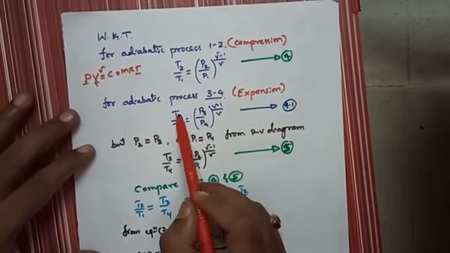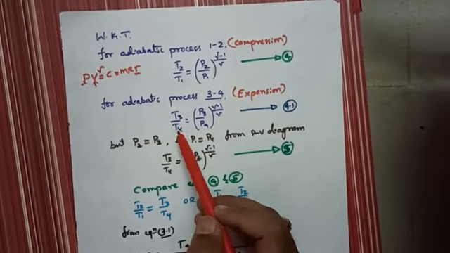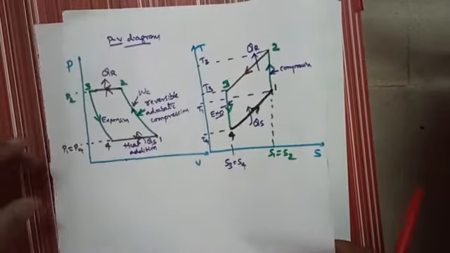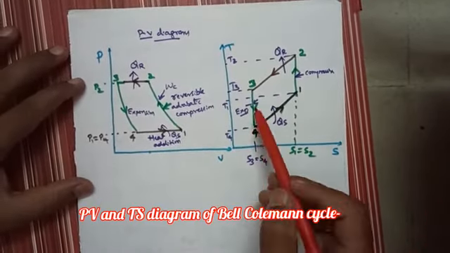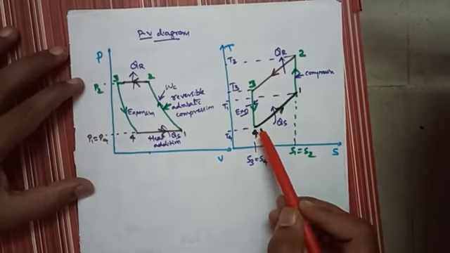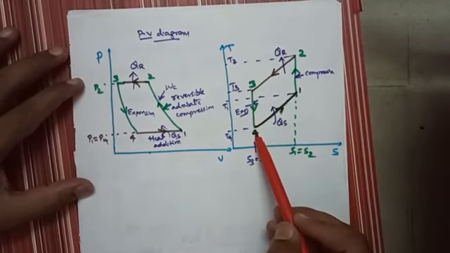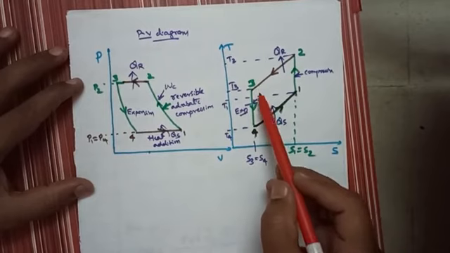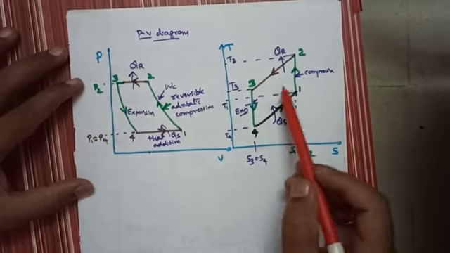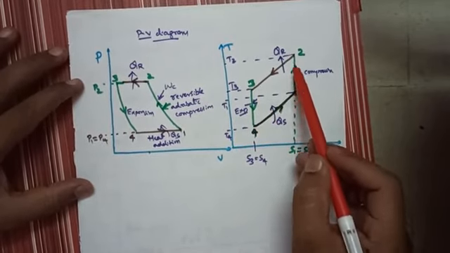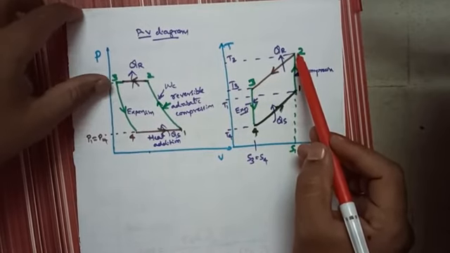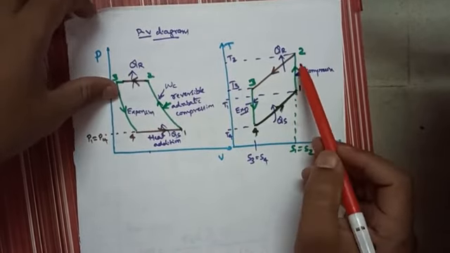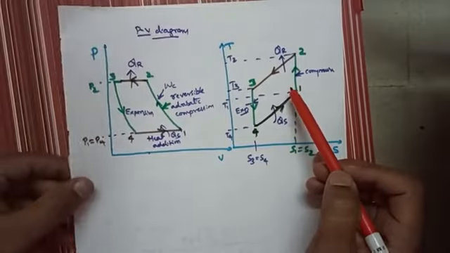So expansion is 3 to 4. So 3 to 4 is the expansion. We have drawn the PV diagram in the previous video lecture. So 3 to 4 is expansion, so P3 by P4 is equal to (T3 by T4) to the power of gamma minus 1 by gamma. And here 1 to 2 is compression, so T2 by T1 is equal to (P2 by P1) to the power of gamma minus 1 by gamma.